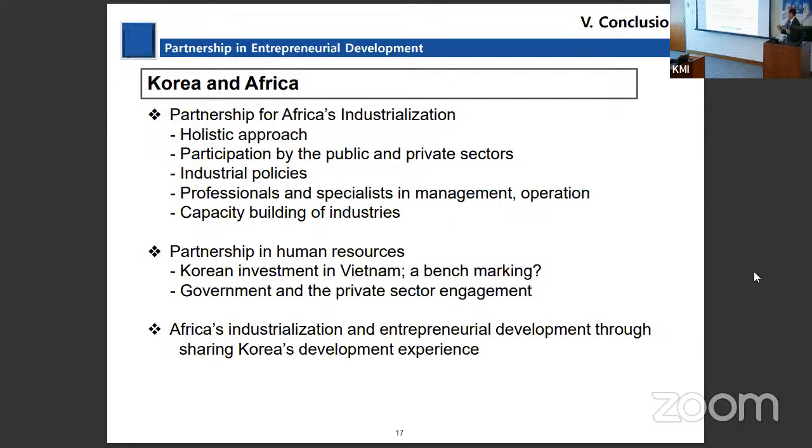And then Africa's industrialization can be obtainable from entrepreneurial development, which Korea can share with them so that their economic progress, industrialization will be shortened. I hope that you were able to get some points. That's what I want to say today.